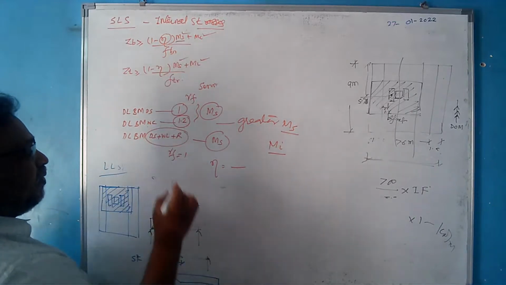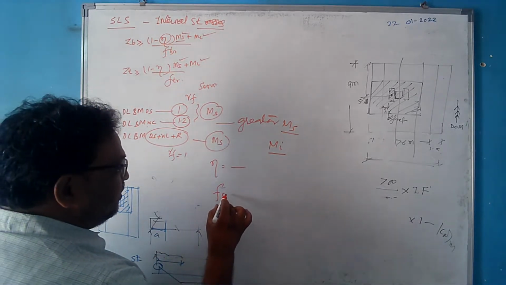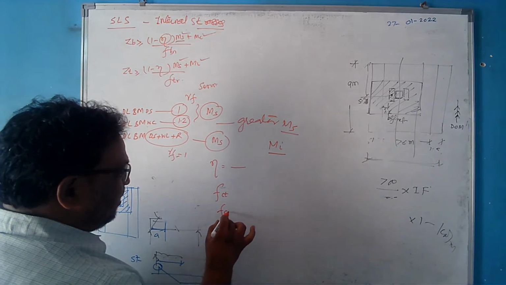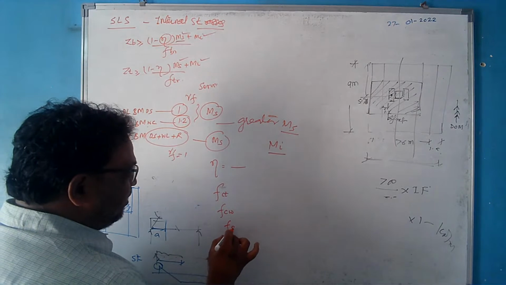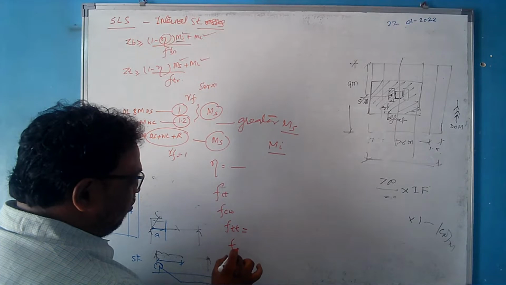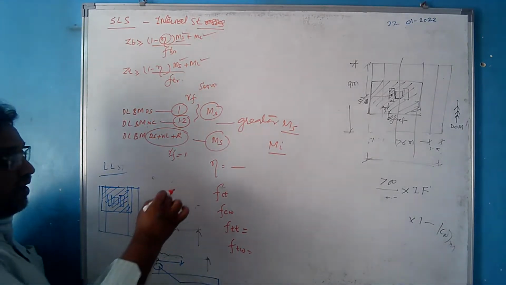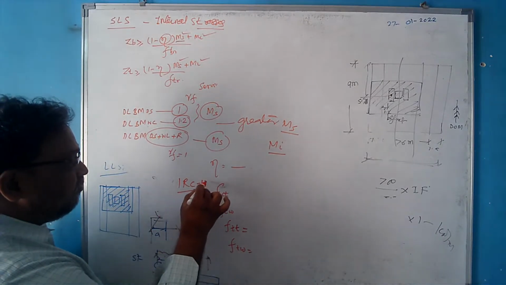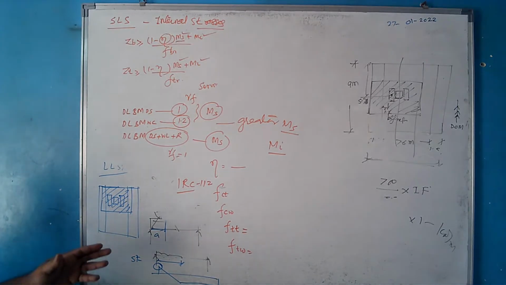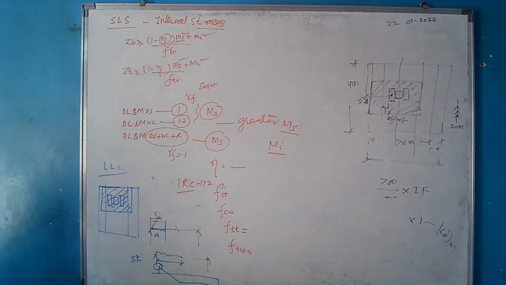FTR, FBR, the permissible values of stresses, that depends on the permissible values of stress in concrete, in compression and transfer. Permissible values of stress in concrete, in compression and working. Permissible values of stress in concrete, in tension and transfer. Permissible values of stress in concrete, in tension and working. इसके लिए भी हमने IRC में रेफर किया था गाइडलाइंस. In IRC 112 we are having the guidelines. वहां से रेफर करेंगे. We will put all these values there. You will get FTR, FBR.